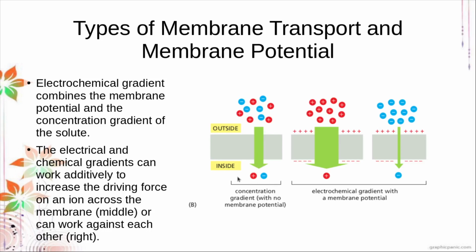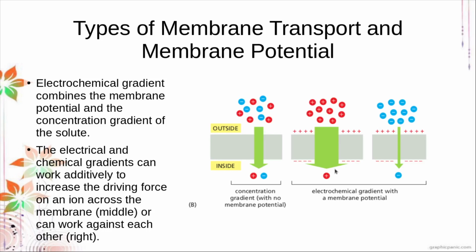Now, when we factor in the electrical potential, so the charge differences across the membrane, we have a slightly different outlook on how ions, especially ions, travel across your membrane. Because ions are charged molecules, when they cross the membrane, they will affect not only the concentration gradient but also the electrical gradient. So here are two scenarios on the electrical and chemical gradient.